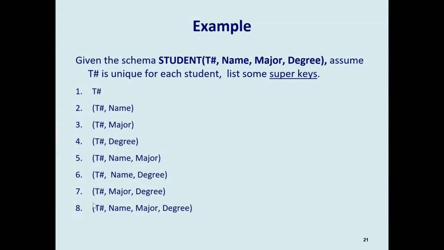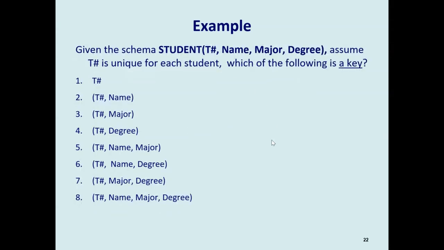Then we come with the last one, so T number with three attributes. So we have T number name major degree. So that's pretty much the last option, which contains all attributes in the relation. Okay, so this shows the possible super keys of that student relation given the T number as a key.